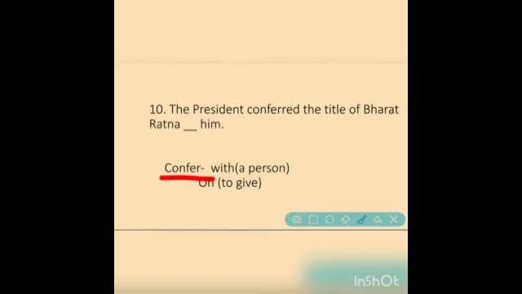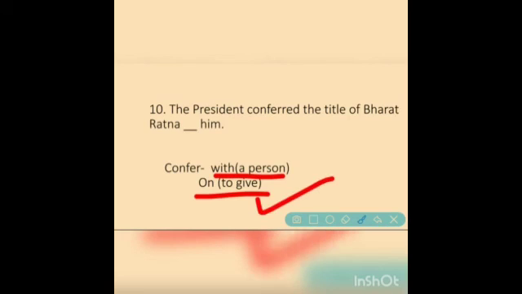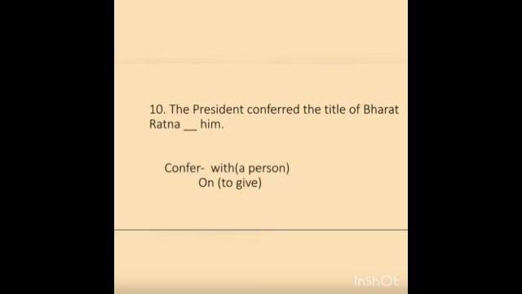So here, the president is not making a decision. The president has already given him the title of Bharat Ratna. So something is given to somebody. That means on. And when we are discussing something with somebody, we use with. So the answer here is on. The president conferred the title of Bharat Ratna on him. I hope this one is also clear.